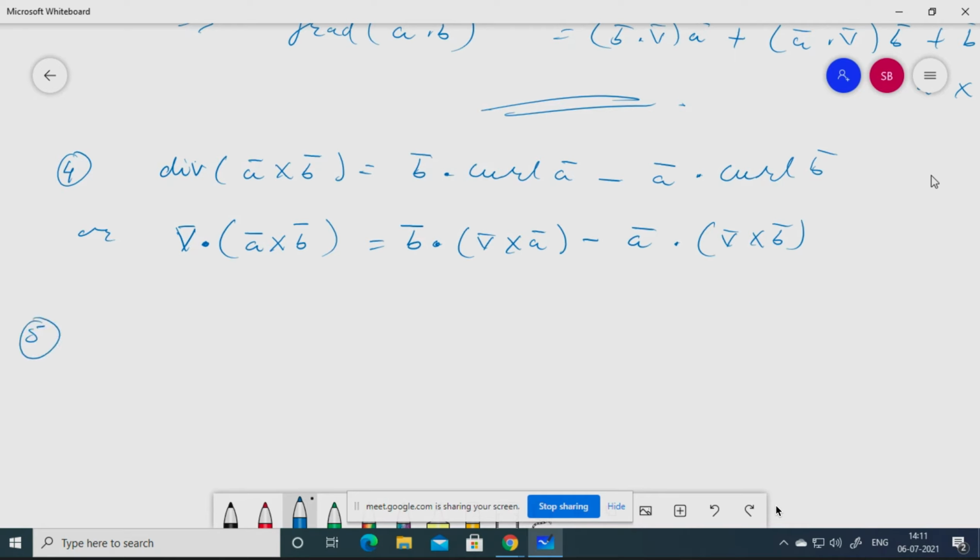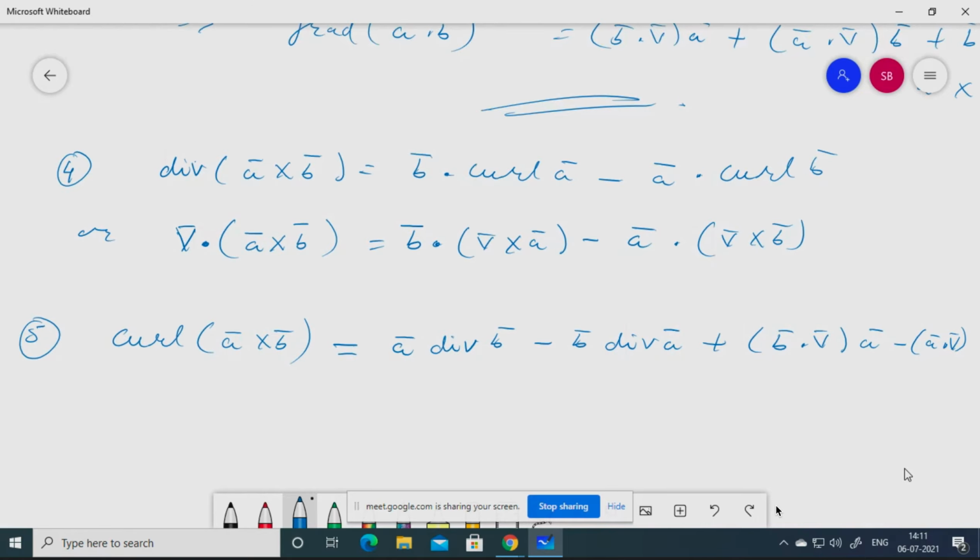Then the next one. Divergence means del dot. Similarly for this cross product you can take curl also. So curl of A bar cross B bar, curl applied on a vector function. Both are vectors, taking a cross product, again a vector, and curl you are calculating. Del cross A bar cross B bar is A bar divergence of B bar minus B bar divergence of A bar plus B bar dot del A bar minus A bar dot del B bar.